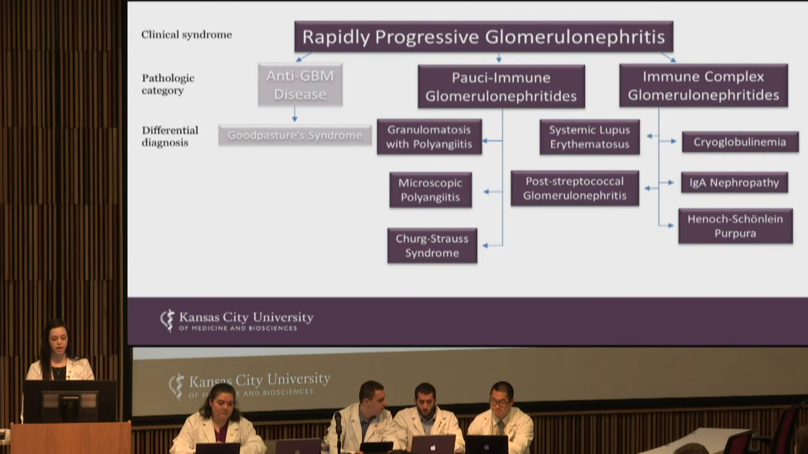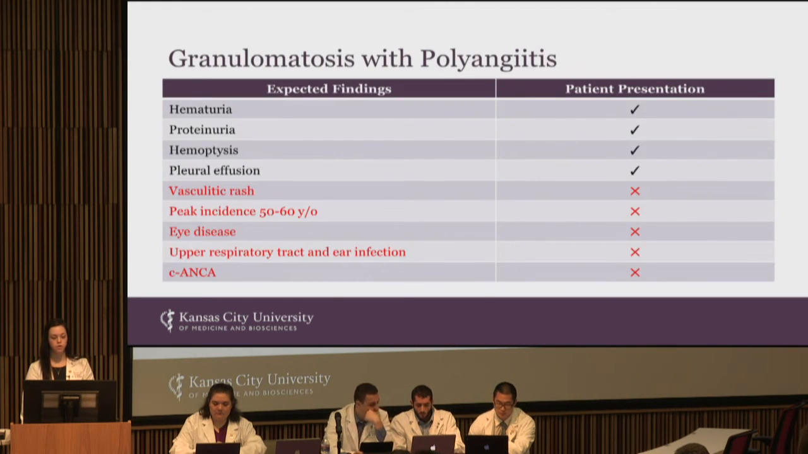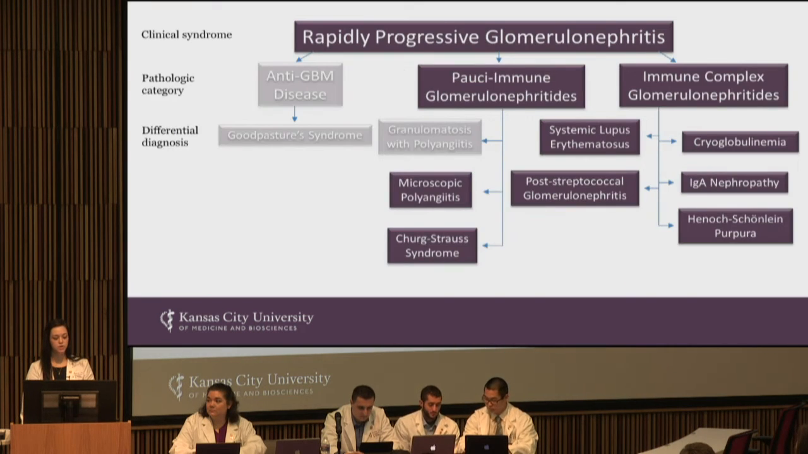When considering the category of pauci-immune glomerulonephritides, granulomatosis with polyangiitis, microscopic polyangiitis, and Churg-Strauss syndromes were the 3 diseases considered. Granulomatosis with polyangiitis is also known as Wegener's granulomatosis. Although our patient had some of the expected findings, he did not present with a vasculitic rash, eye disease, or any form of an upper respiratory tract or ear infection. Additionally, his c-ANCA was negative, making a diagnosis of granulomatosis with polyangiitis unlikely.